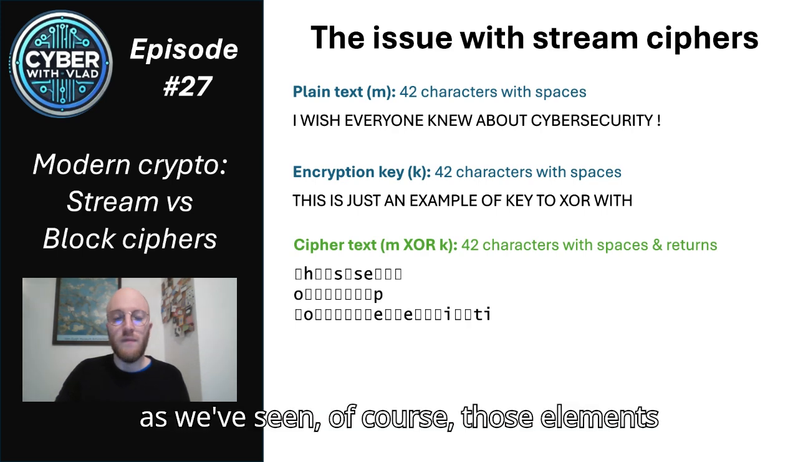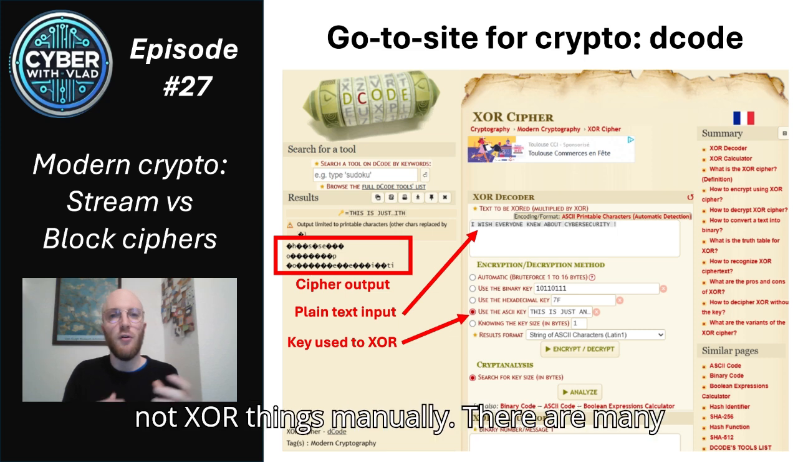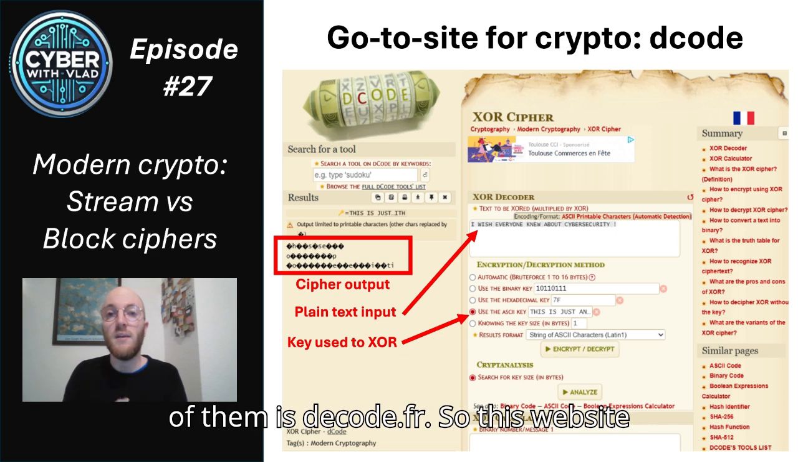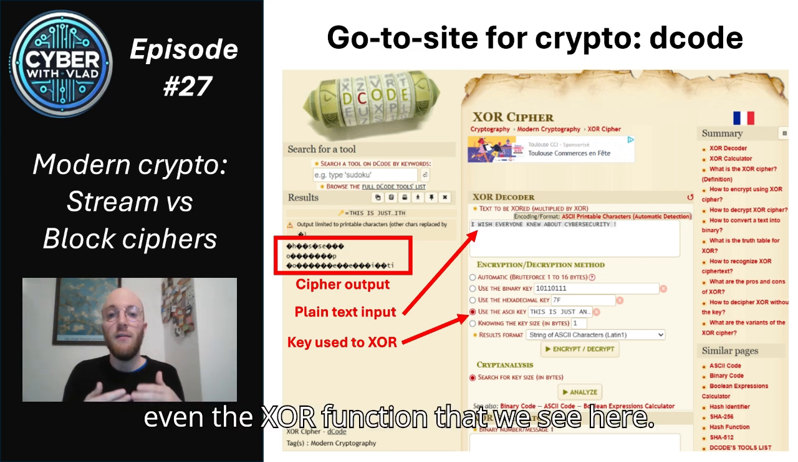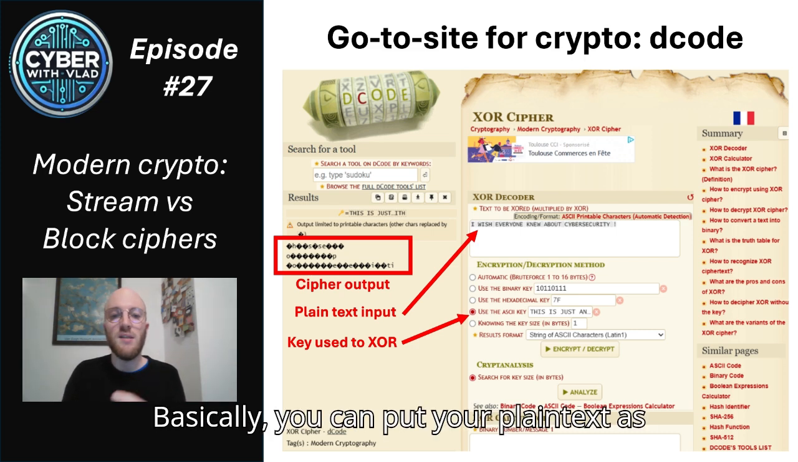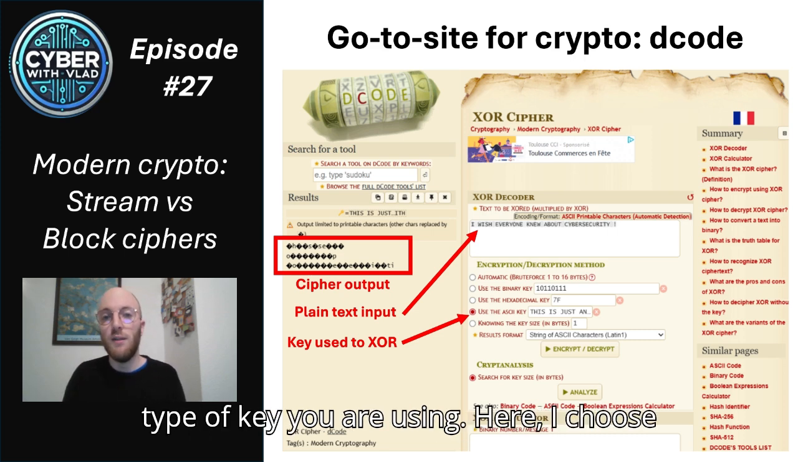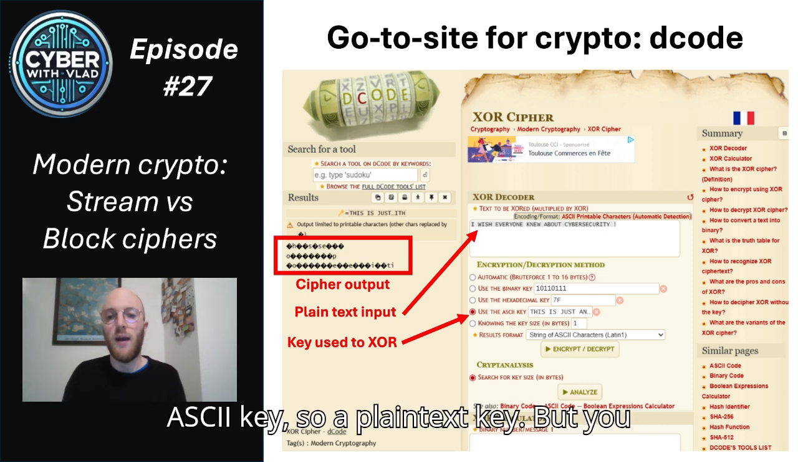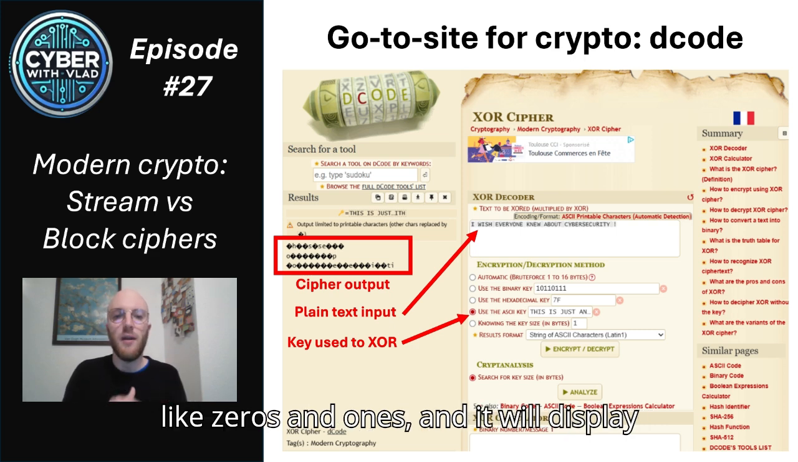Anyway, as we've seen, those elements I am not calculating myself. I do not XOR things manually. There are many websites available to you. One of them is decode.fr. This website allows you to play with different algorithms, the Caesar, the Vigenère, even the XOR function that we see here. You can put your plain text as an input and specify what type of key you are using. Here, I chose an ASCII key, so a plain text key, but you could choose hexadecimal, or binary if you like zeros and ones, and it will display the output.